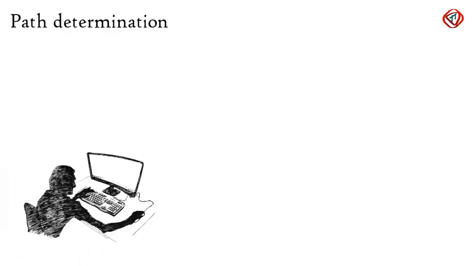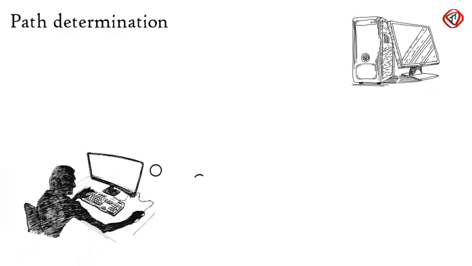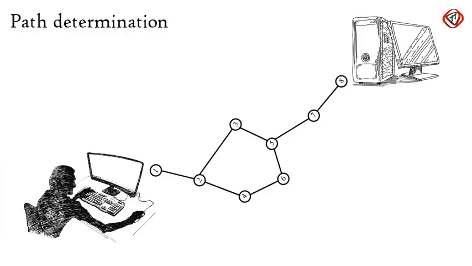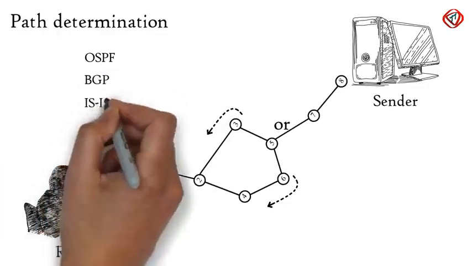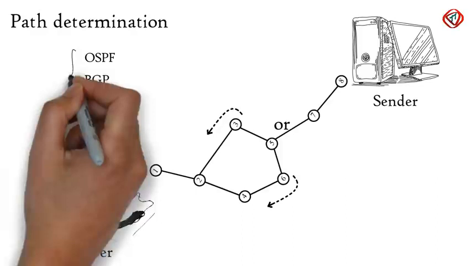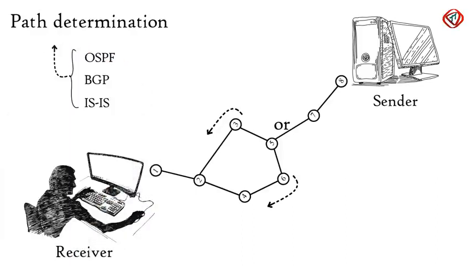Now path determination. A computer can be connected to an internet server or a computer in a number of ways. Choosing the best possible path for data delivery from source to destination is called path determination. Layer 3 devices use protocols such as Open Shortest Path First, Border Gateway Protocol, and Intermediate System to Intermediate System to determine the best possible path for data delivery.